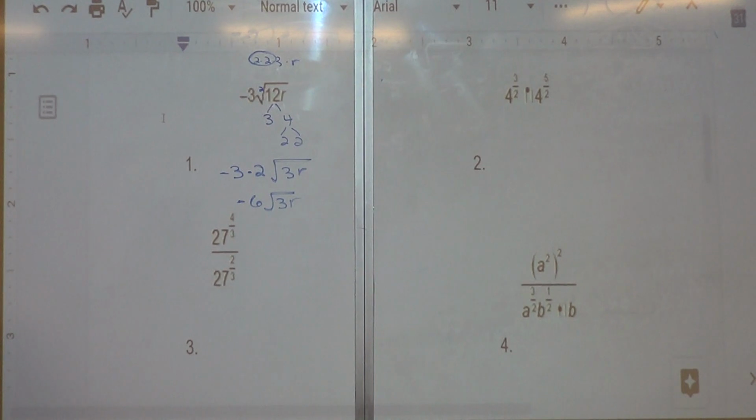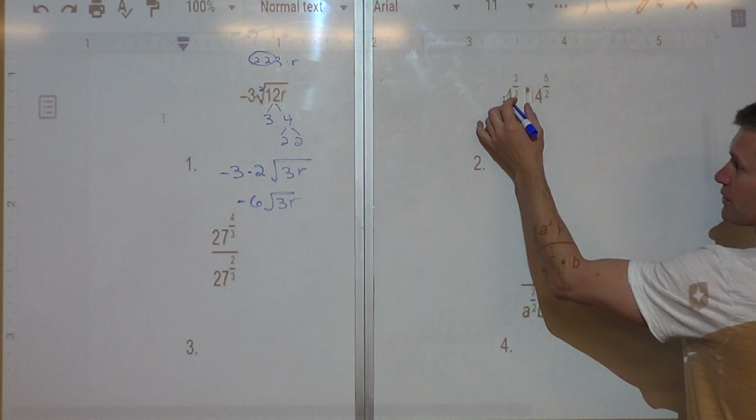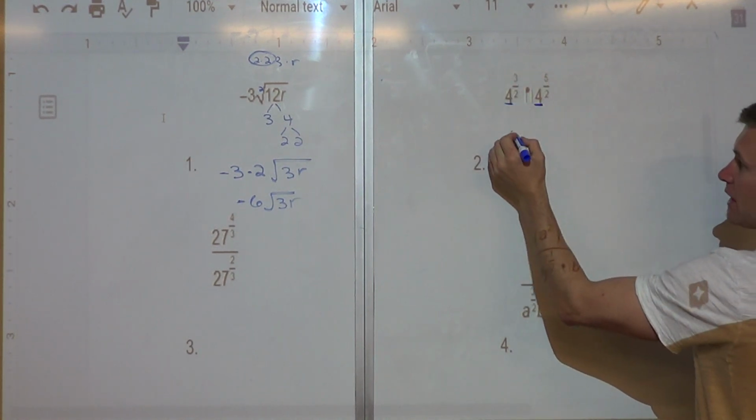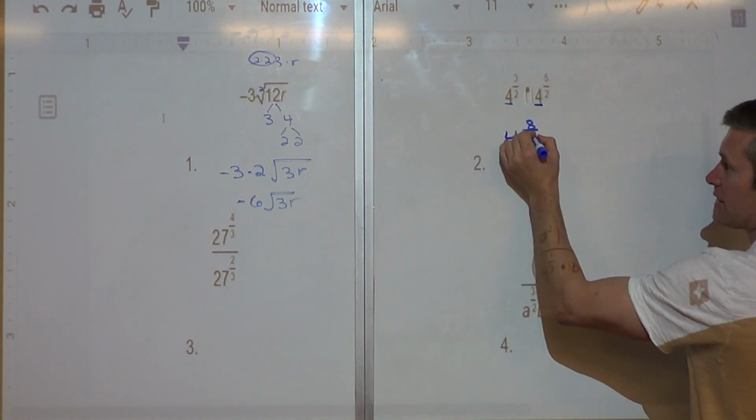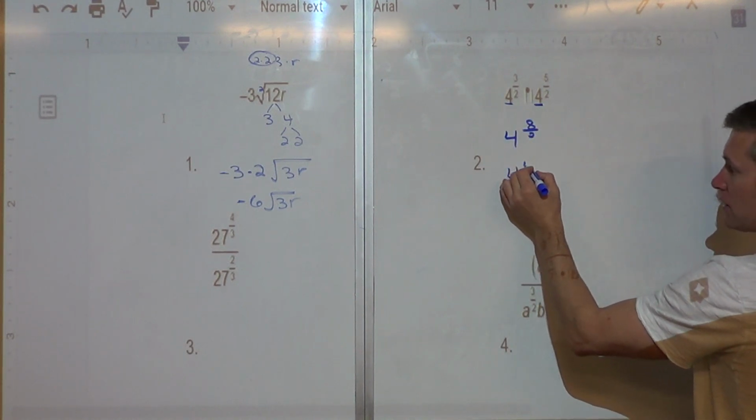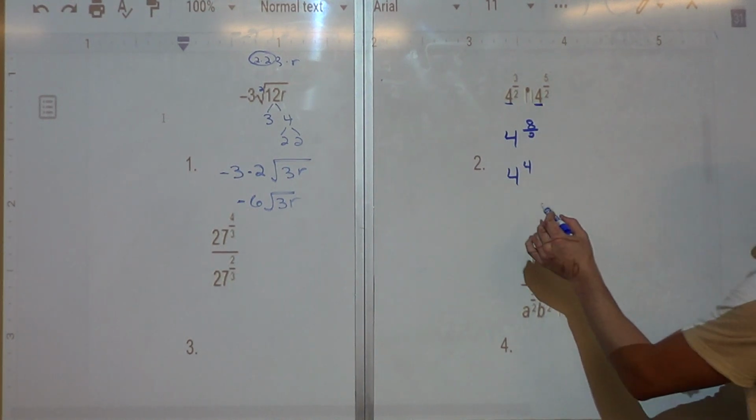Next one, exponents. If we multiply, this one's pretty straightforward. When we multiply, the bases are the same, so I have a 4 and a 4. We're multiplying, so we add the exponents. So 3 plus 5 would be 8. 8 over 2. Now, you simplify. 8 over 2 is 4. So 4 to the 4th power, and I believe that's 256. Just double check that. So as you go through it, yeah, this is 256.